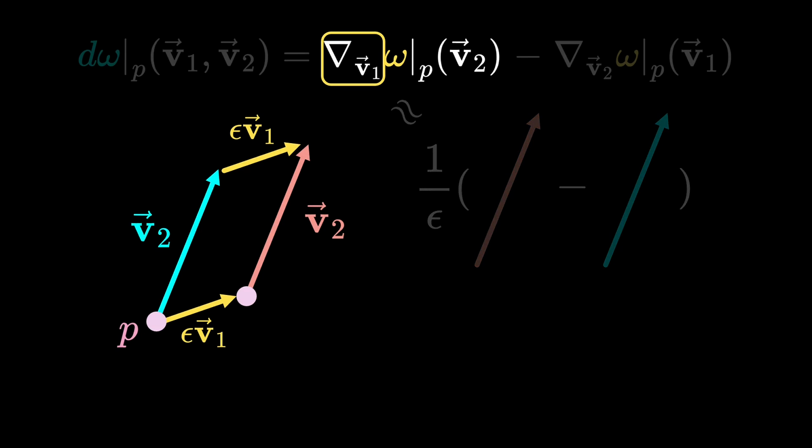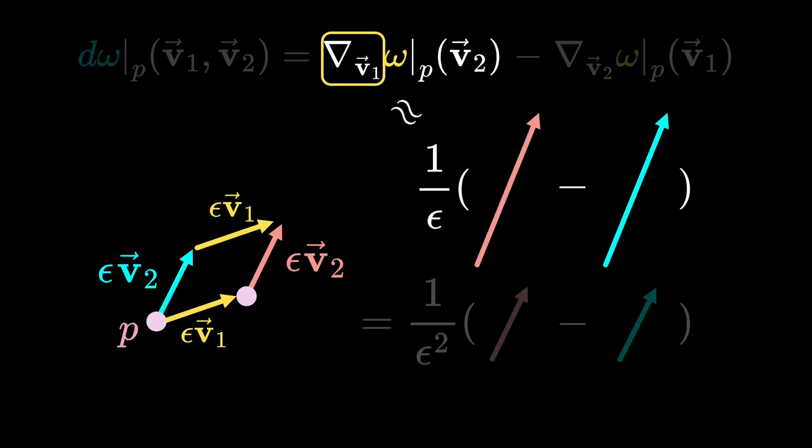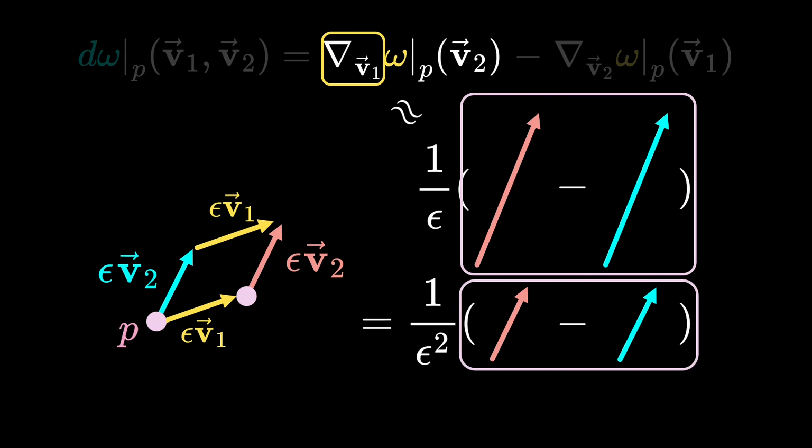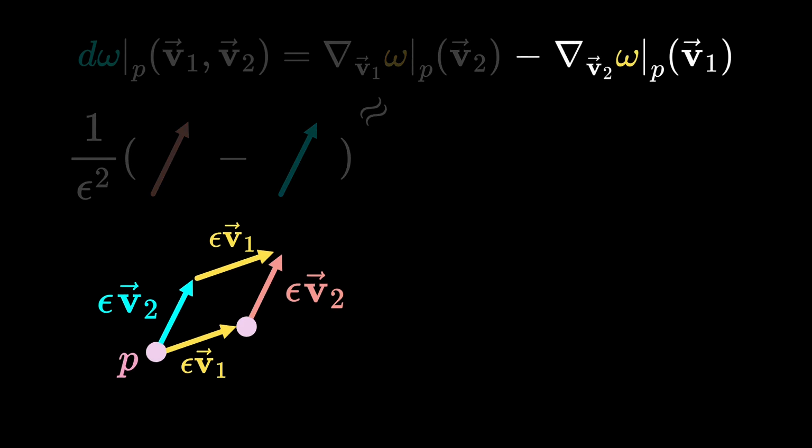We scale both v2 vectors down by a factor of epsilon, and we will obtain the difference divided by epsilon squared instead, because these differences are also scaled down by a factor of epsilon, and we compensate by dividing another factor of epsilon. This is just the first term in the expression for d omega, but the other one is very similar. It just swaps v1 and v2.